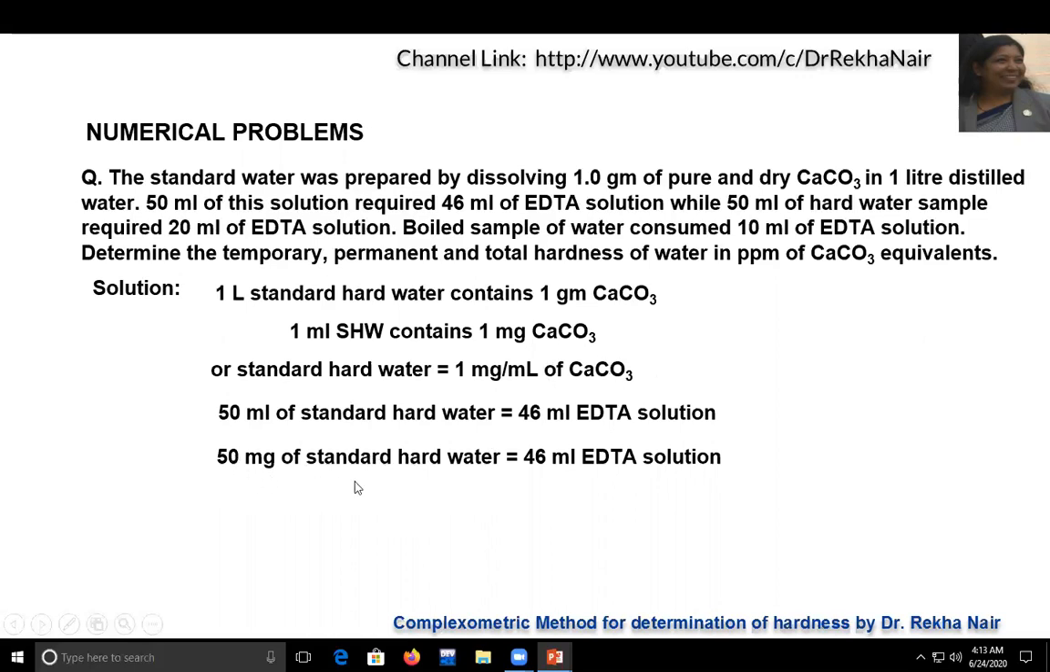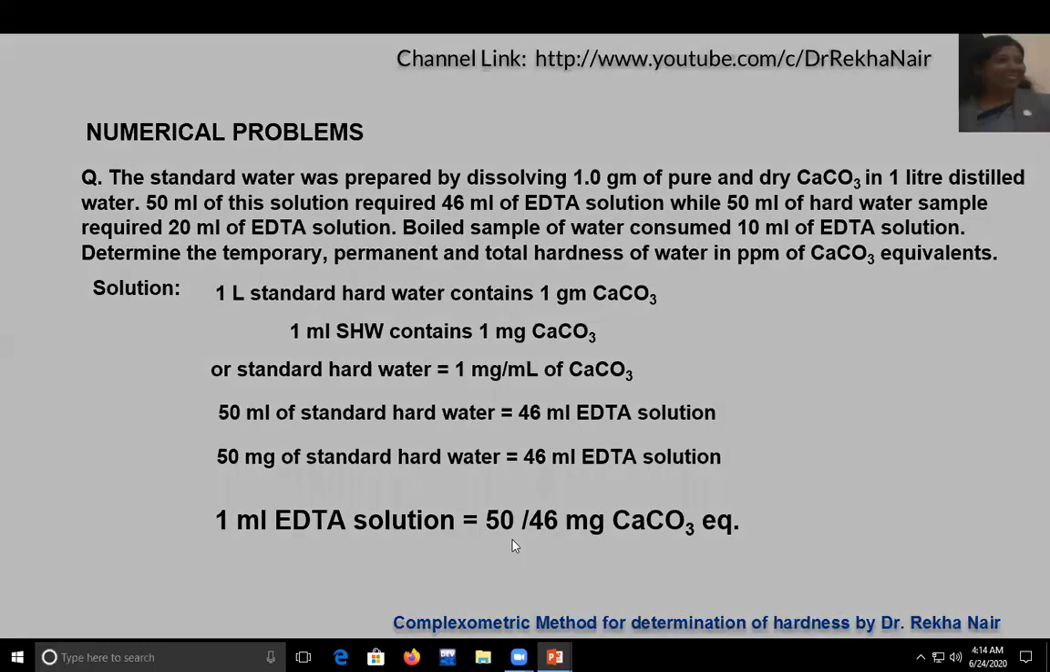So we can write that 50 milligram of calcium carbonate equivalent is equal to 46 ml of EDTA. So 1 ml of EDTA will contain how much milligram calcium carbonate? We divide by 46, that is 50 upon 46 milligram calcium carbonate equivalent. We will use this for further calculation, that is for titration 2 and titration 3. So we have to remember that 1 ml of EDTA solution contains 50 upon 46 milligram calcium carbonate.